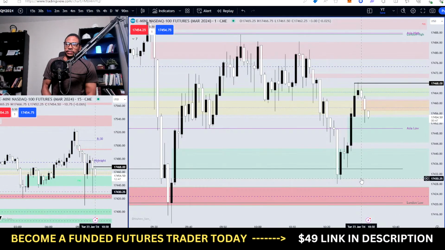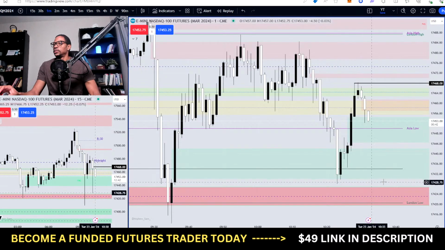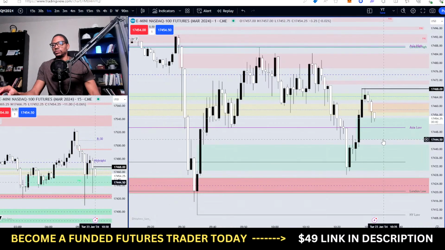All right, we're past 10:30 now, so hopefully price eases up a bit and we can start seeing price action expand as opposed to the consolidation that we've seen so far since the opening bell.